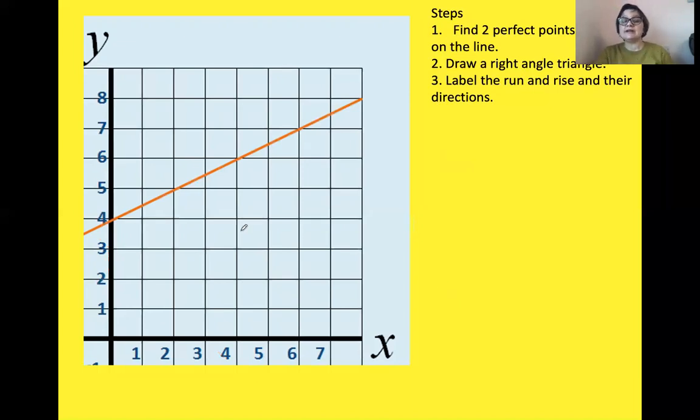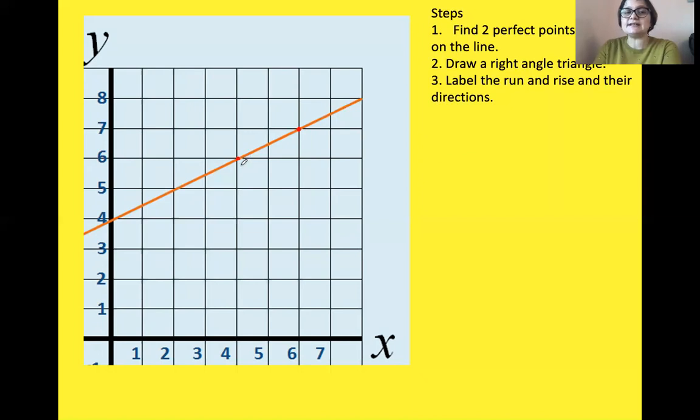Okay, so remember again, first step, find two perfect points on the line. And those perfect points are the ones that go through the corners of the grid, exactly where the lines of the grid meet each other. So in this case, I'd like to select, for example, this one here and this one here. One line can have more than two perfect points.